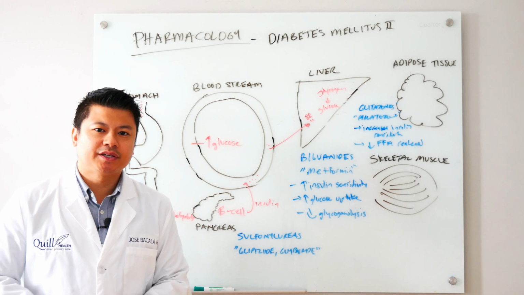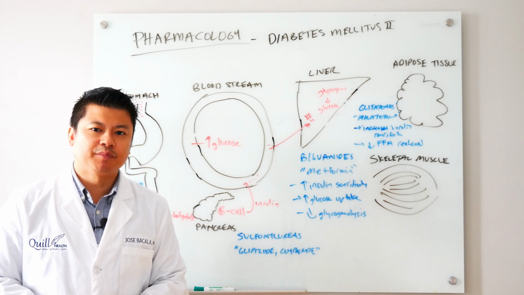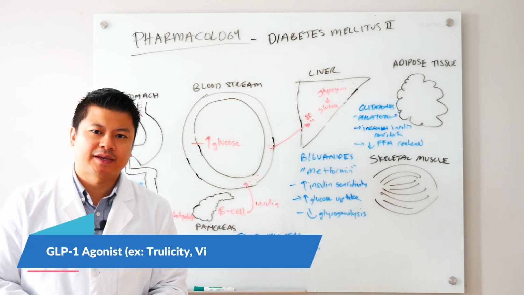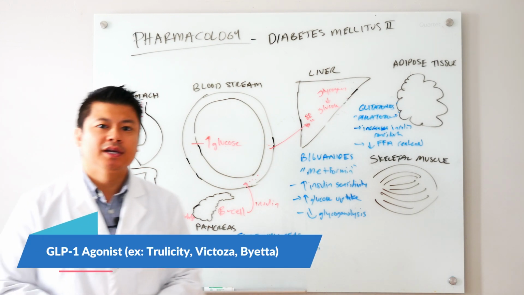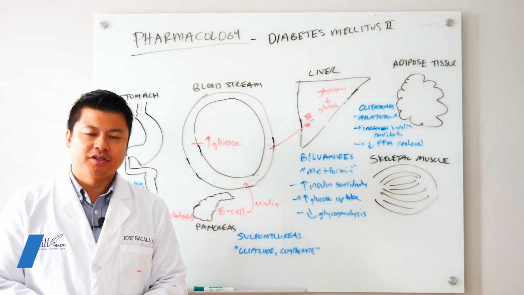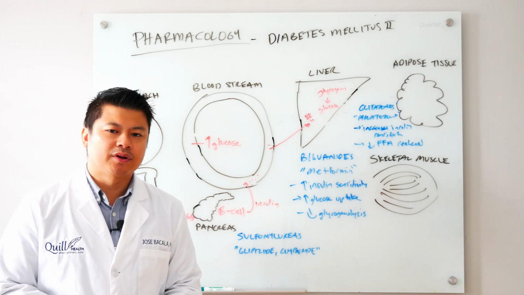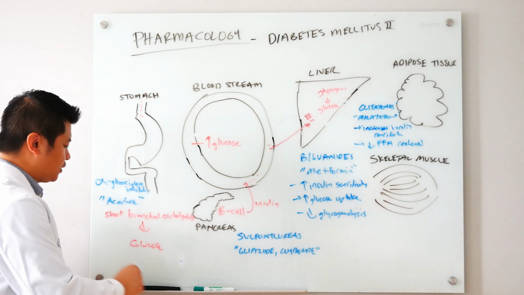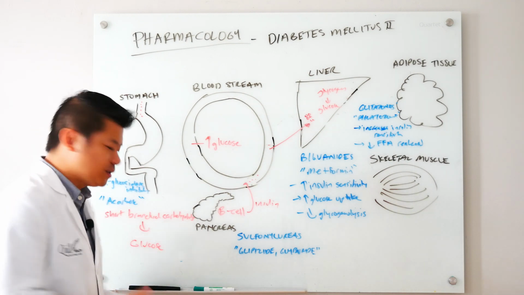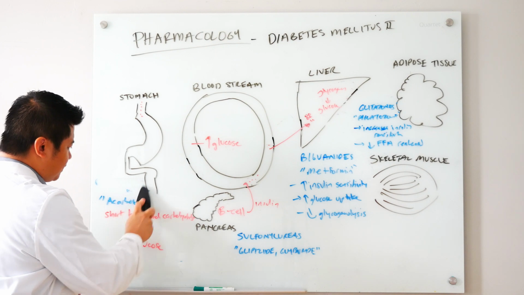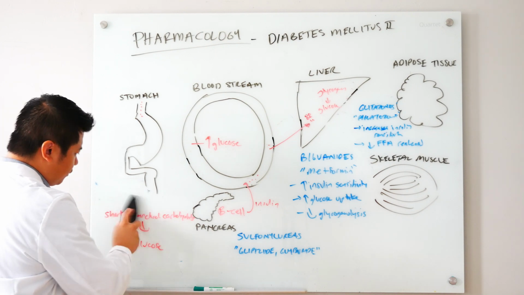The next class of medications we're going to talk about are GLP-1 agonists. Some examples of these medications would be Trulicity, Byetta, Victoza. These are all medications called GLP-1 agonists. And the way they work is they work also in the GI tract, specifically in the intestine. So let's go ahead and erase this here.